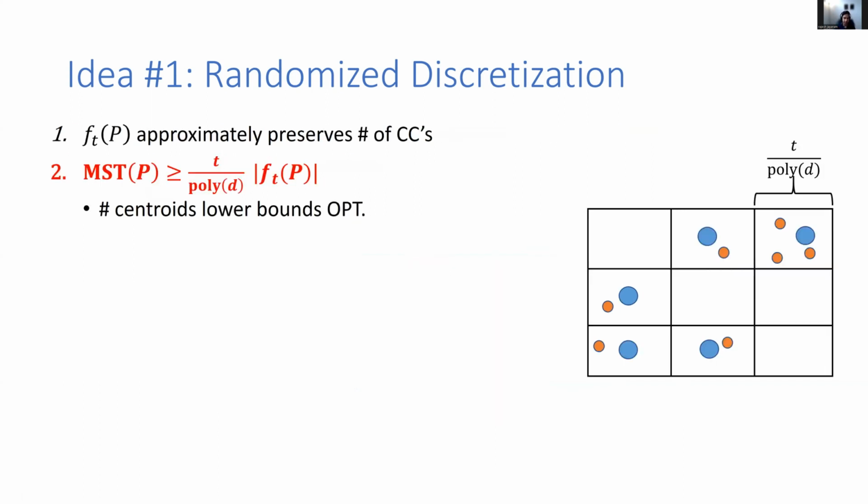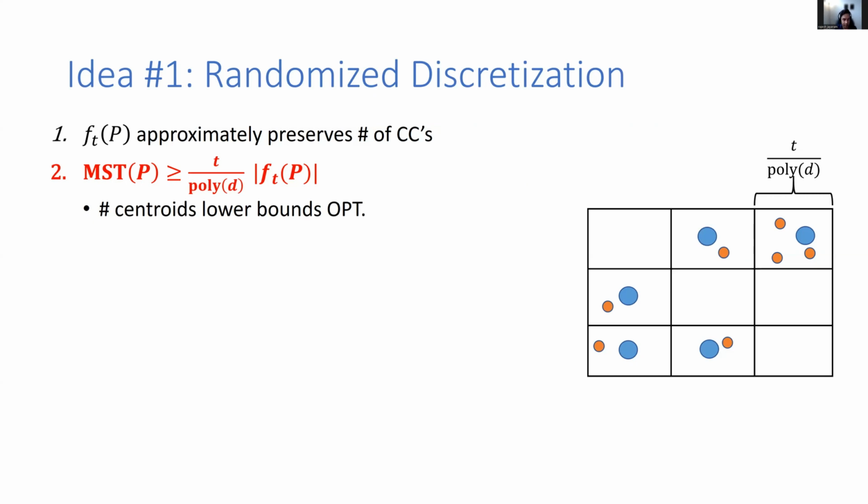And the first fact is that by changing our vertex set from the orange points to the centroids, if we look at the threshold graph of these centroids, we actually have preserved the number of connected components approximately. We haven't distorted the threshold graph by very much. And the reason is because we've only moved each point a very small amount, t over poly d, when compared to the threshold t. The last key point is the fact, which was used throughout the paper, that you can relate the cost of the minimum spanning tree in expectation to the number of centroids, the number of discretized points. So in particular, the MST cost is at least t over poly d times the number of discretized points that you get after this process.